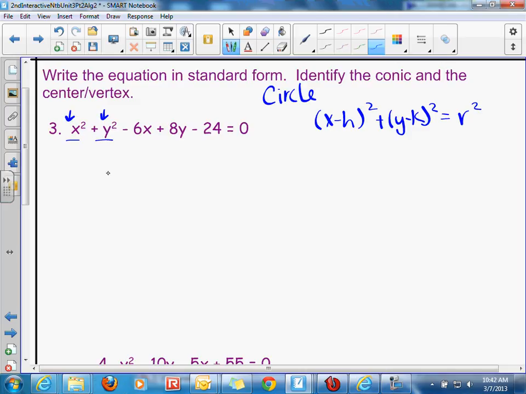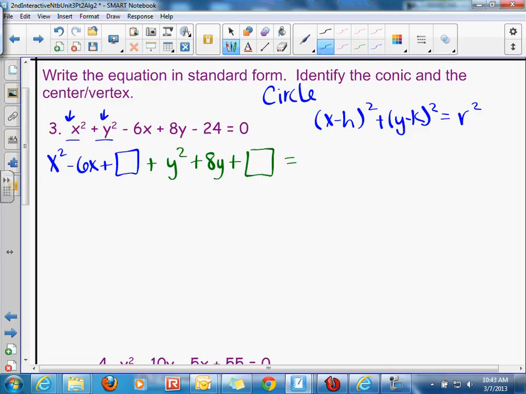Again, the first step is to group your x's. I've got x squared, I've got minus 6x. Since I have x squareds and an x, I will need to complete the square. That's how you know if you need to do it or not. Then I'm going to group my y's. I've got a positive y squared, I've got a positive 8y. Since I have y squared and y term, I must again complete the square.